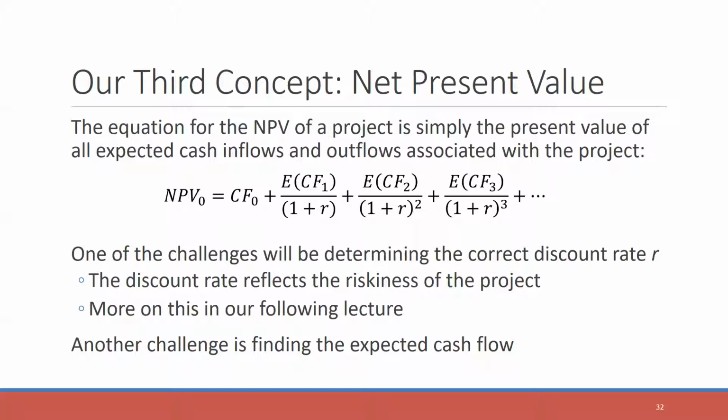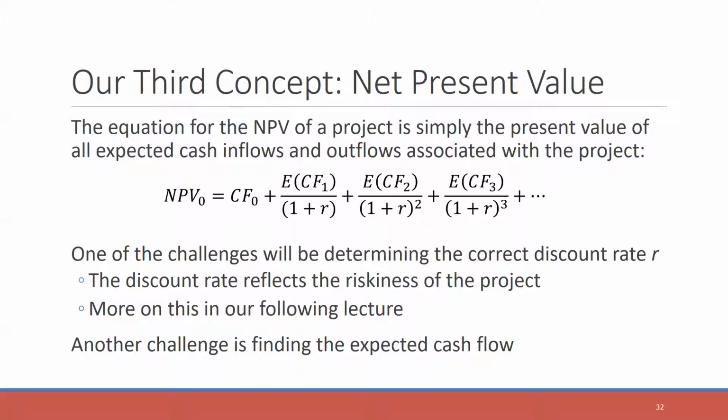So how do we solve for our net present value? On our left-hand side, we've got NPV subscript 0. Remember, whenever we see one of those subscripts, it's telling us the time subscript. So that's important. Our net present value today at time 0, it's going to equal what? Our cash flow at time 0 plus the expected cash flows for periods 1, 2, 3, all the way up, each discounted back to today.